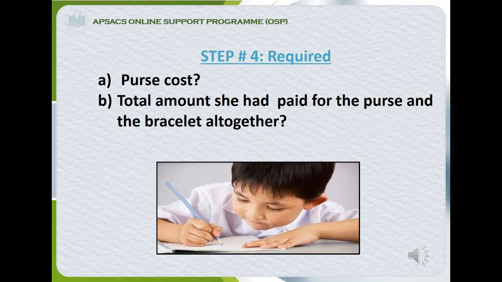Step number 4 is required. As I told you, required means the things that we need to find out in the problem. So in this question, first we have to find out the cost of the purse, and then we have to find out the total amount she had paid for the purse and the bracelet all together.